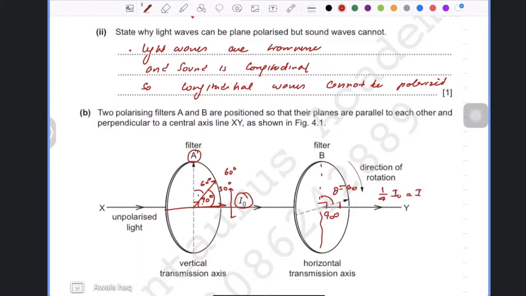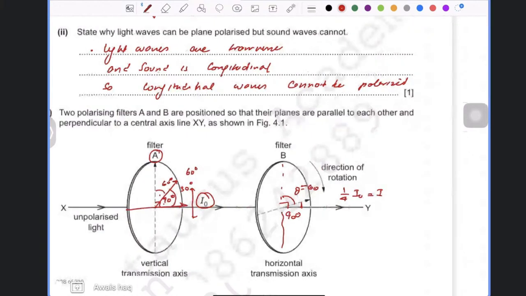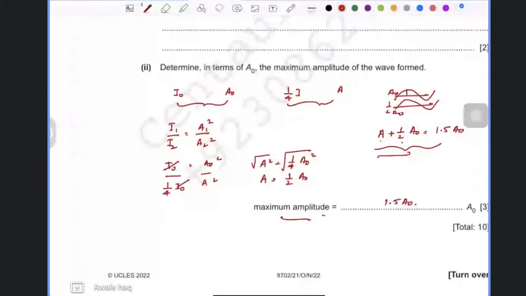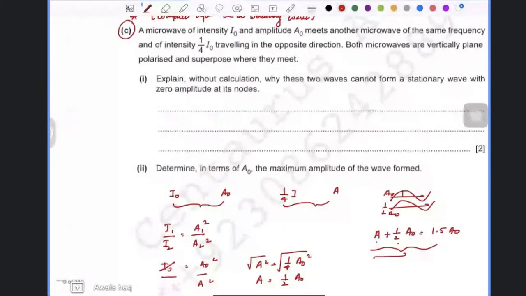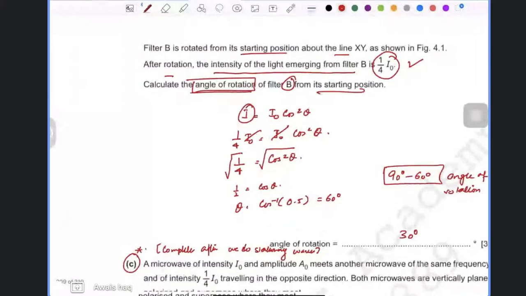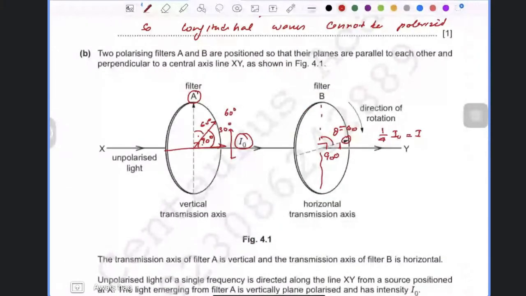So that's why it's an angle of rotation. I was reading this and I thought, oh, I haven't subtracted this. The question says to calculate the angle of rotation of filter B from its starting position. The starting position of filter B was here, right? So the angle we need to come back would be 30 degrees to reach 60. Do you get it? Yeah, so this was a tricky one.